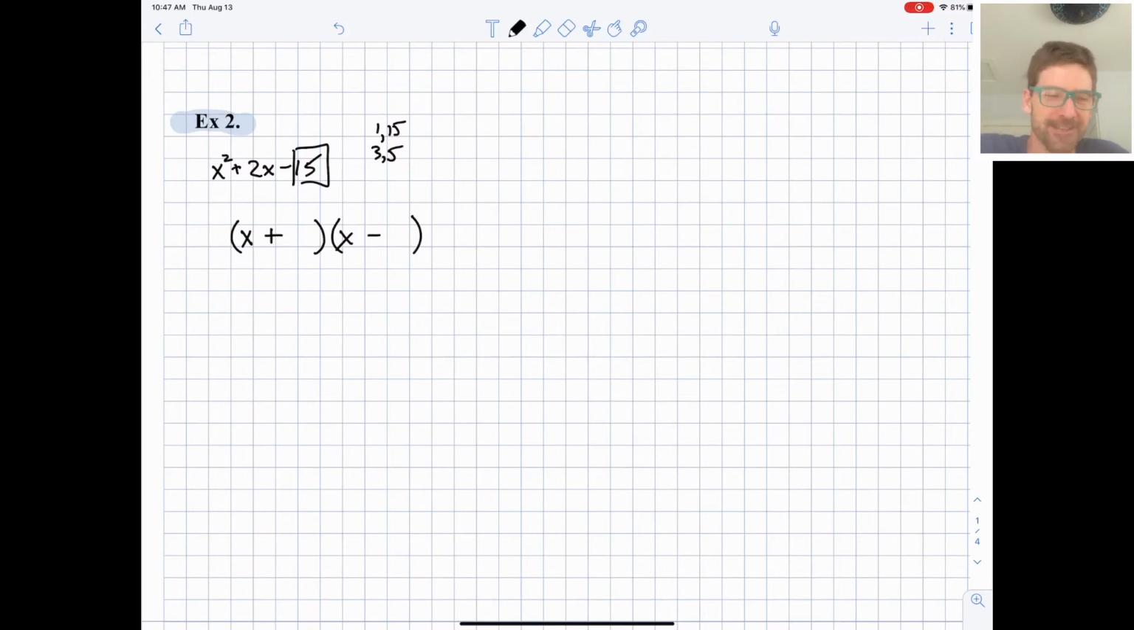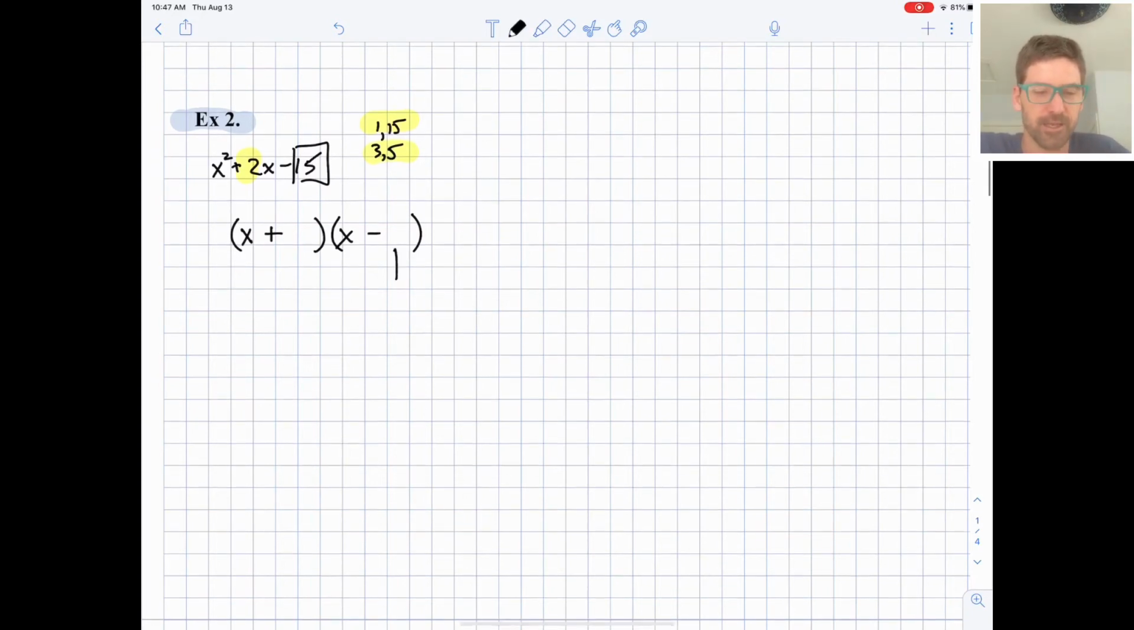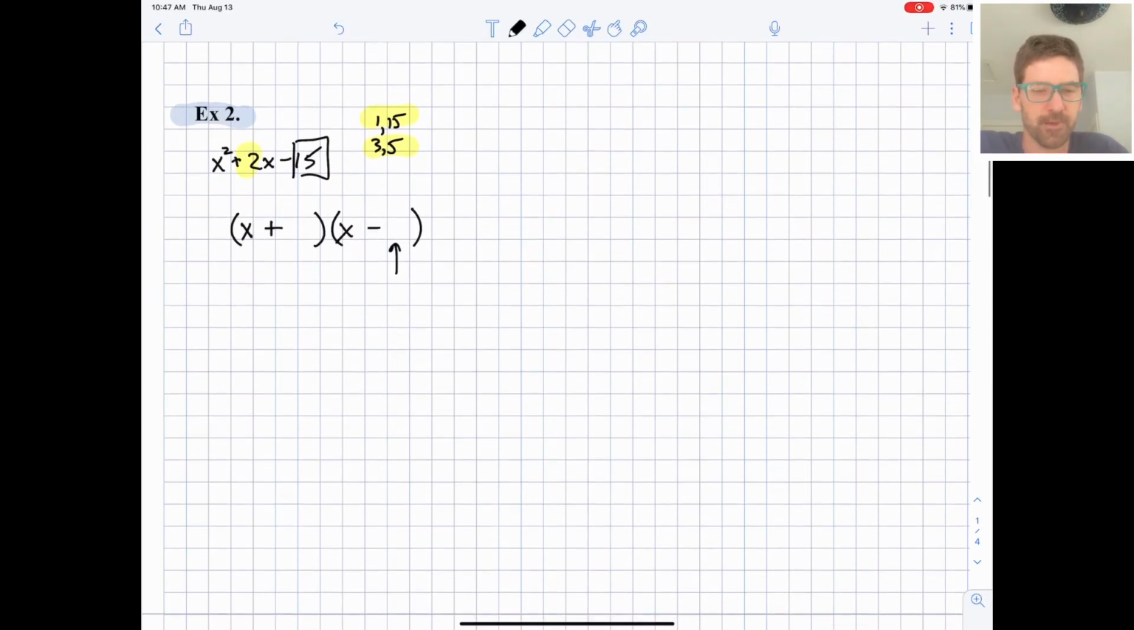None of these numbers add to 2, right? We're looking for numbers that add to 2. 1 plus 15 is 16, 3 plus 5 is 8, right? But one of the numbers will be negative. So in this case, we want to imagine making one of our numbers negative, adding them together, and see if we get a 2. And do you see it? I wonder if you can see it.